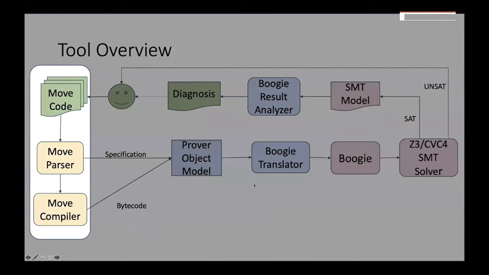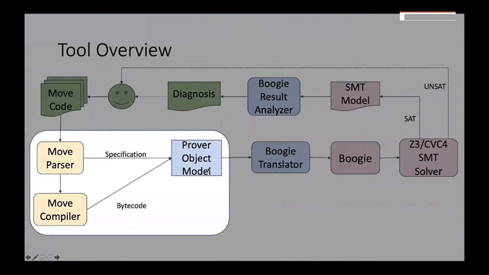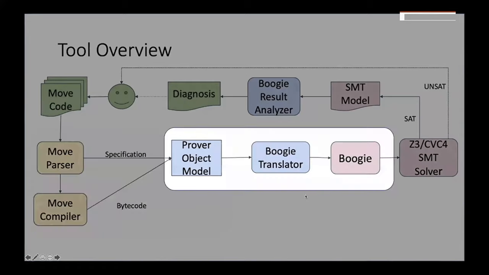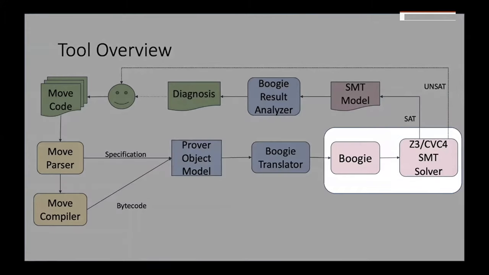The input of Move Prover is Move source code, annotated with specifications which reason about the functional correctness of the code. First, the specifications are extracted from the input, and the Move source code is compiled into Move bytecode. Next, the specifications and the bytecode are combined to form the Prover object model. The finalized model is translated into a program in Boogie, which is an intermediate verification language.